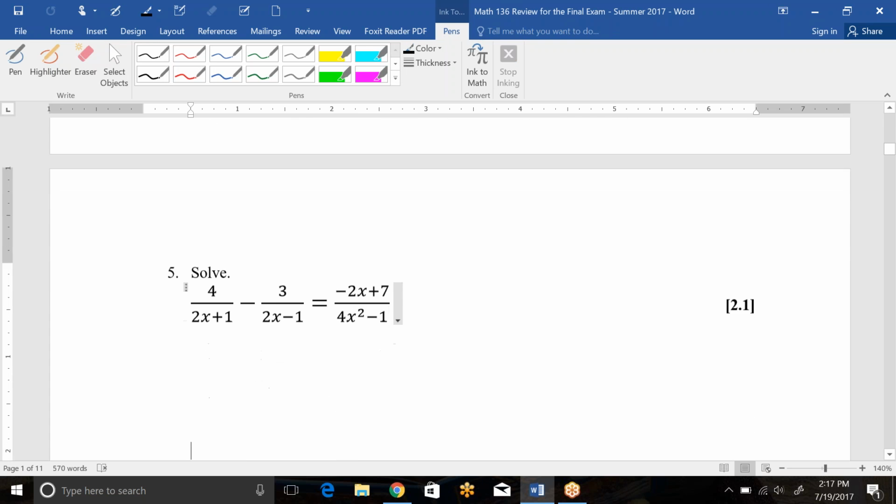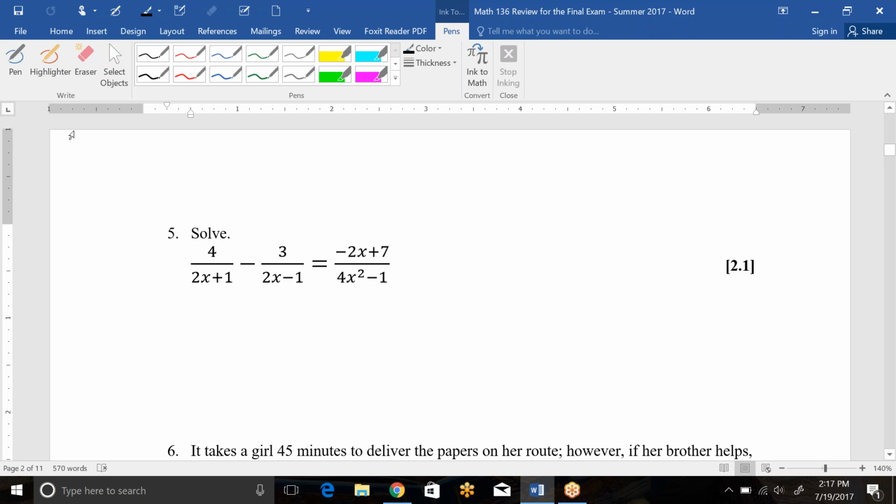Okay, let's look at number 5. Number 5 is solving an equation. We have, it looks like, some fractions that we want to deal with. This factors into 2x plus 1 and 2x minus 1, perfect squares. So it looks like my LCD is going to be 2x plus 1 and 2x minus 1.